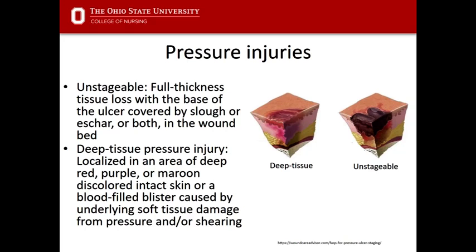There is also a deep tissue injury, or sometimes it's called a suspected deep tissue injury. It's a localized area, generally a deep red or purple or maroon, brightly colored discoloration of the skin. There could be a blood blister, or it could be just some kind of indication that there may be a full thickness pressure injury here.